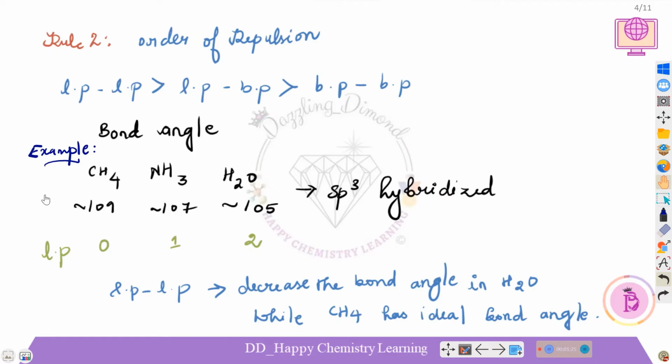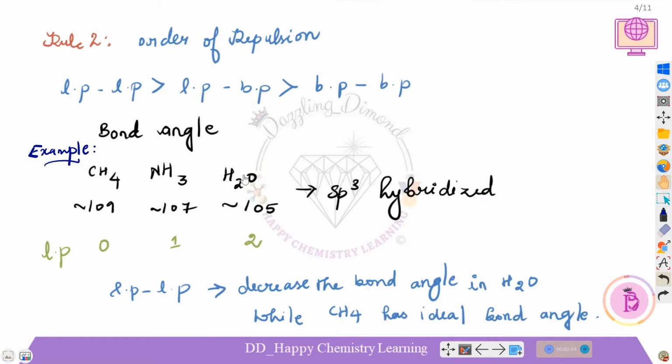Okay, for example, take CH4, NH3, H2O. These are the corresponding angles. For CH4 you will have approximately 109 degrees, for NH3 approximately 107, and for H2O approximately 105. Here you can see the number of lone pairs in the molecules. For CH4 it is 0, for NH3 it is 1, and for H2O it is 2.